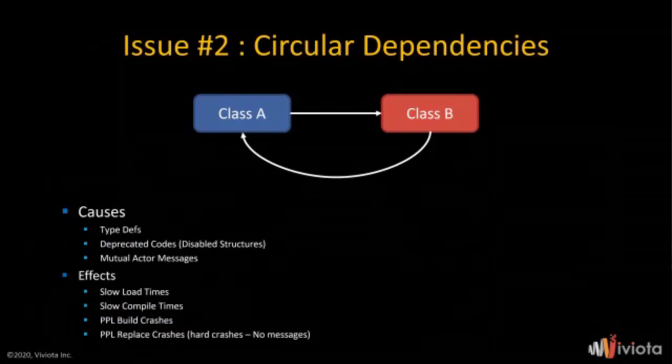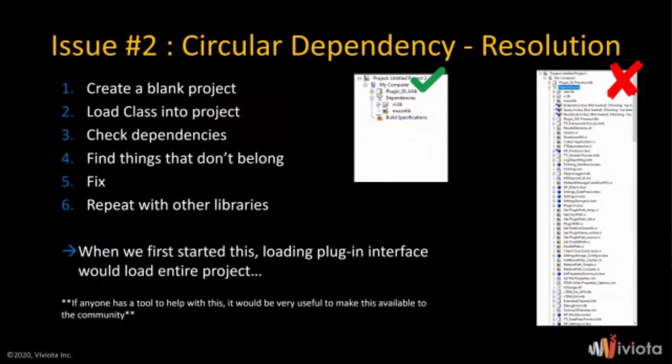The second issue that we ran into was circular dependencies. You can't build PPLs if you have a circular dependency. The biggest cause of this for us was type defs, having type defs that were created in one library or one class and are then referenced back and forth. This has lots of effects and lots of problems with LabVIEW, but the problem is that they're hard to pick out. They're hard to find, and you don't really notice them until you go to build PPLs, and then it crashes LabVIEW.